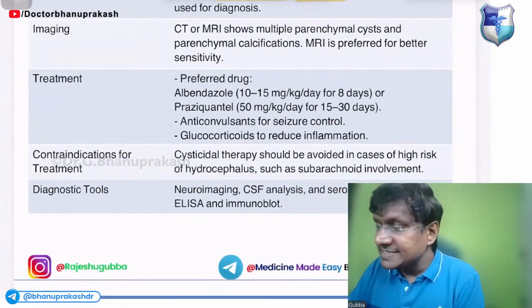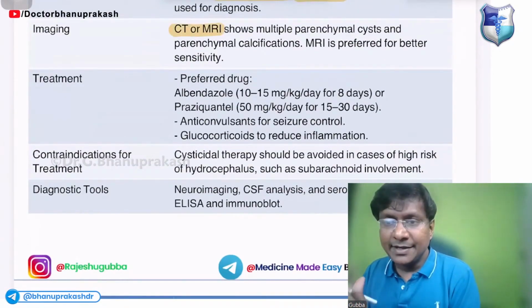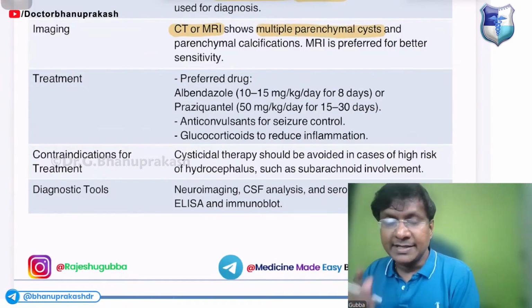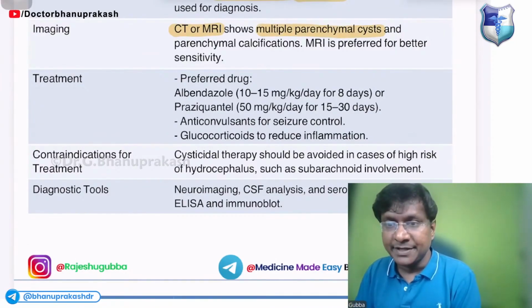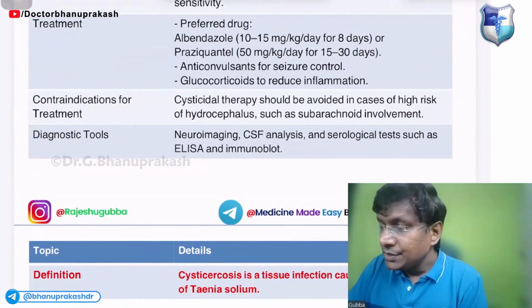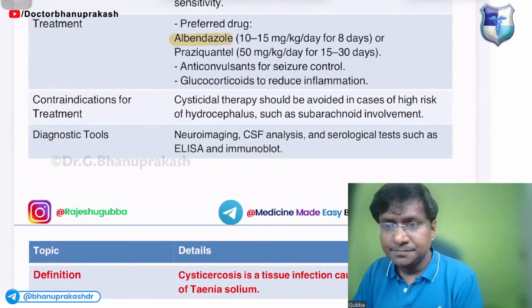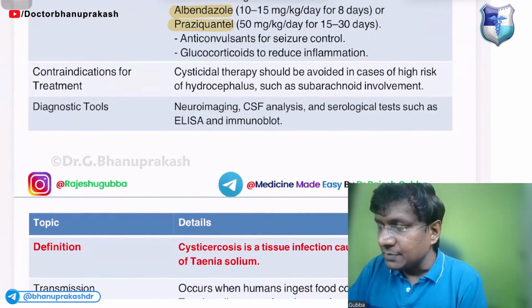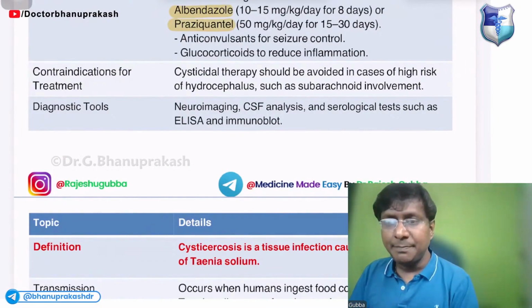And when you do the CT or MRI, it will show you multiple parenchymal cysts, and that will give you a starry sky appearance. And how do you treat these patients with neurocysticercosis? You need to give albendazole, that is the drug of choice, and the alternative drug will be praziquantel.